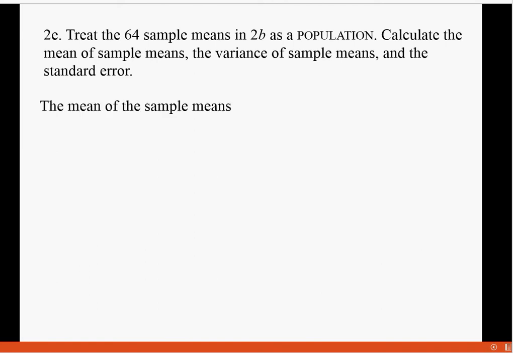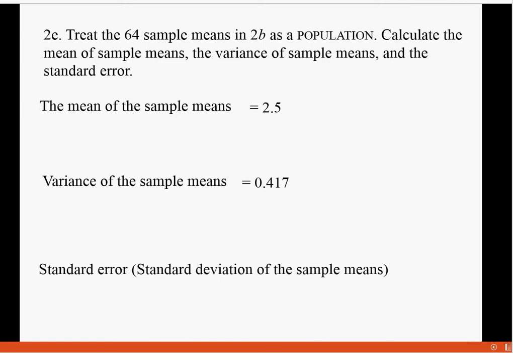So the mean of the sample means, if you complete the calculation correctly, should be 2.5. The variance of the sample means is 0.417, and the standard error should be 0.65.